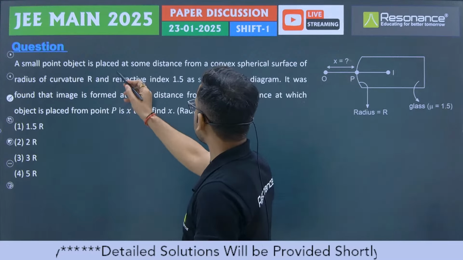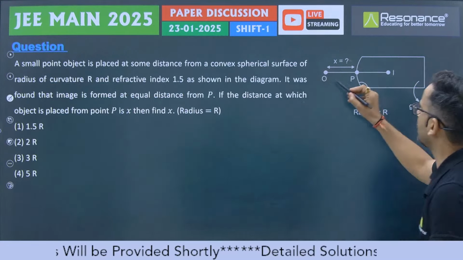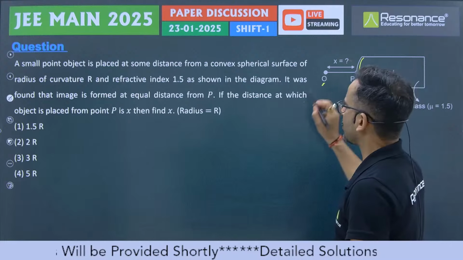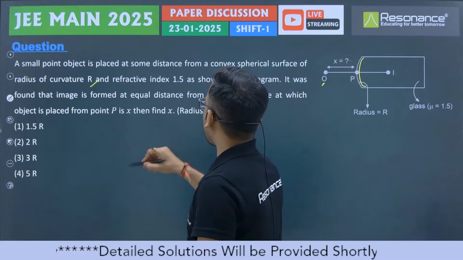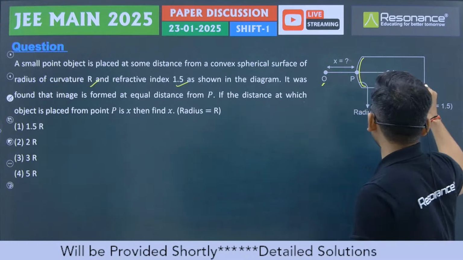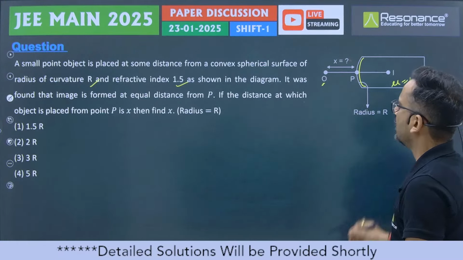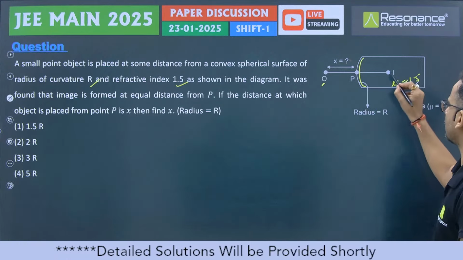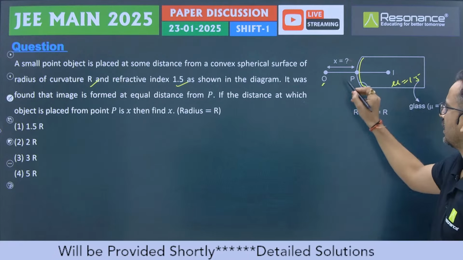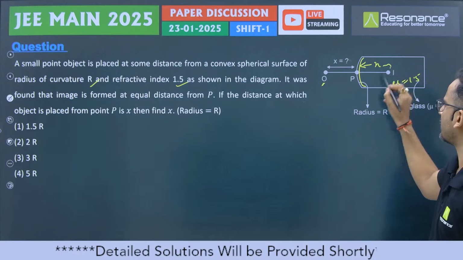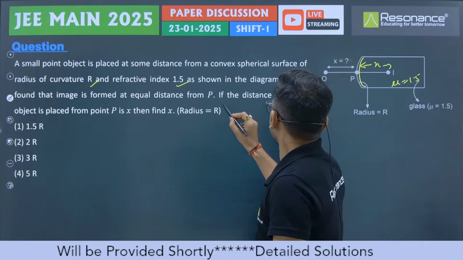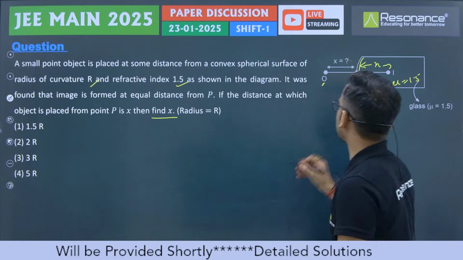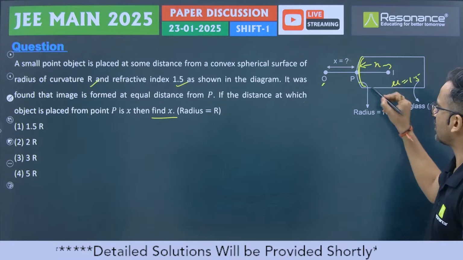A small point object is placed at some distance from a spherical surface, so this is a point object, this is a spherical surface, and it is placed at some distance from here. The radius of curvature is r and the refractive index of this material is 1.5. It was found that the image formed due to this surface is at an equal distance from the surface, right? If this distance is x, then the image is also formed at a distance x. The object is placed at a distance x, so we have to find the distance x. Here r is the radius of curvature of this curved surface.